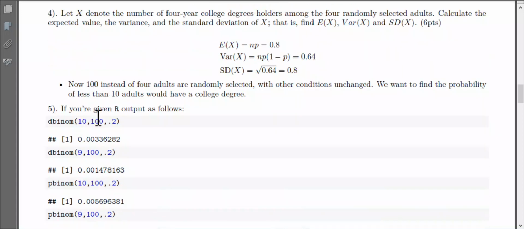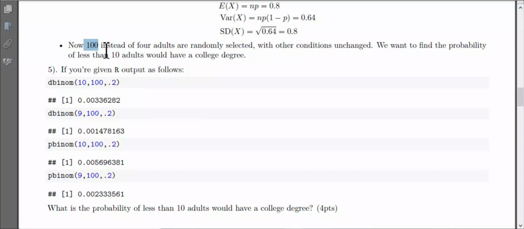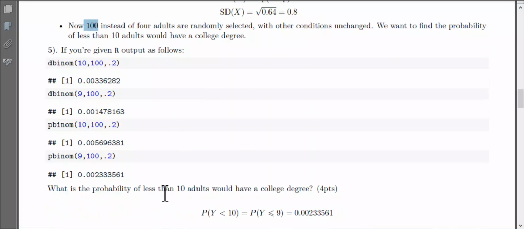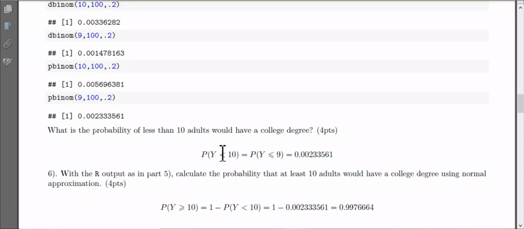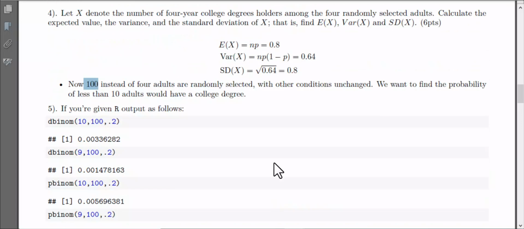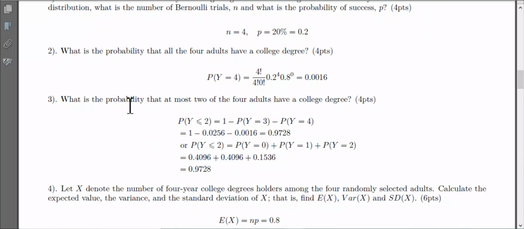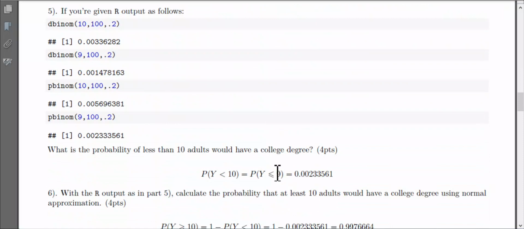Alright, now if we say we have 100 instead of 4 adults randomly selected, then what should we do? We could just do it by hand, but since this n is so big, right, it's 100. Take a look at this one. What is the probability less than 10 adults would have a college degree? So here, y is less than 10, okay, the probability. That is equivalent to the probability of y less than or equal to 9. If we follow the way we did in part 2, then we have to do how many times of that kind of calculation? From 0 to 1 up to 9, we have to do 10 times.